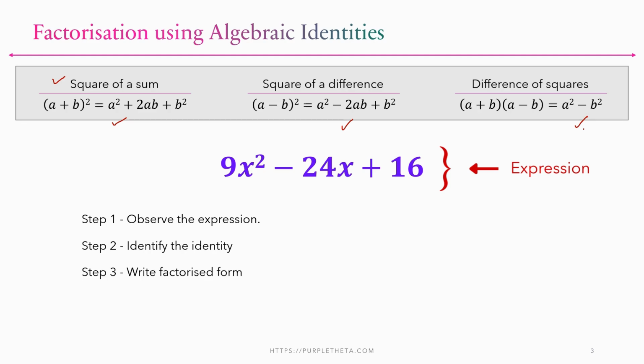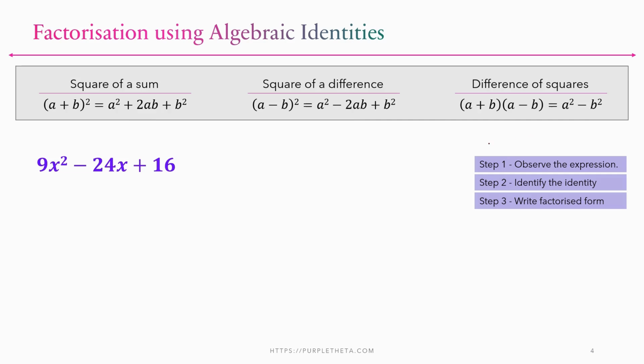And the third step is to write the factorized form, that is, if the expression matches an identity, then the expression corresponding to the left hand side of the identity gives the required factorization, right? So if the expression has a form of a square plus 2ab plus b square, then its corresponding left hand side, that is a plus b whole square, is the required factorization, right? Okay, so we will learn this step by step, and we are going to solve this example, right?